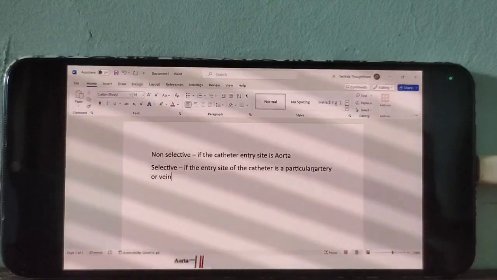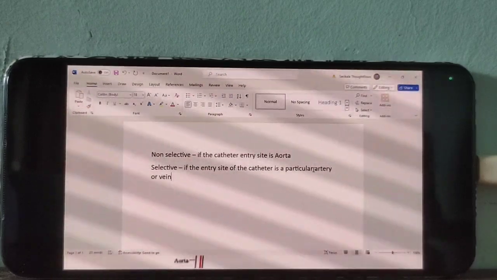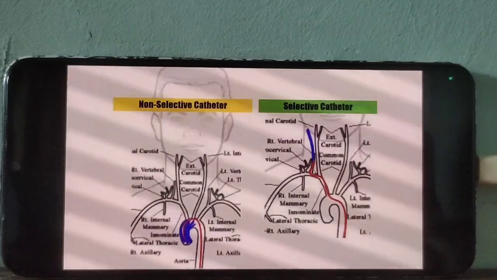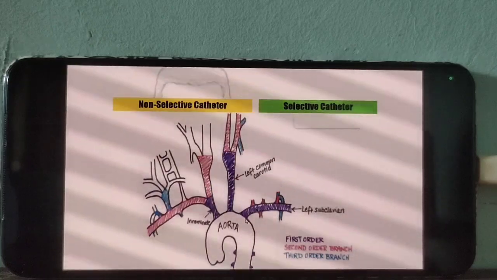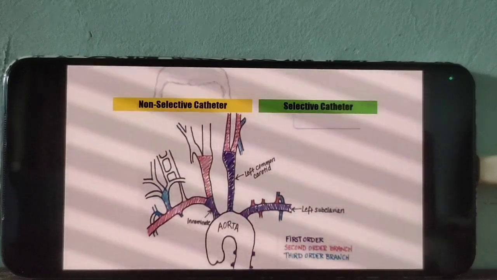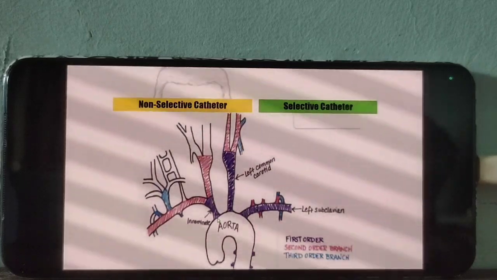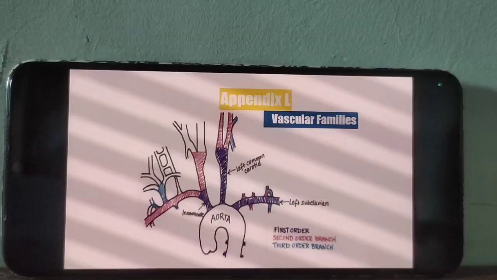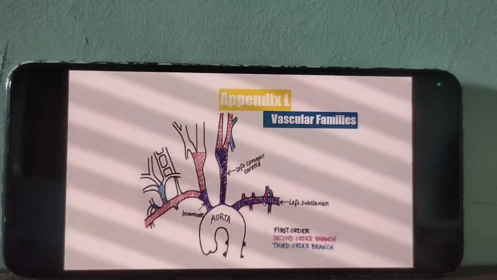So if the entry site of the catheter is the aorta, that is non-selective. If the catheter enters into a particular artery or vein, that is selective. Now see what the meaning of order is. The main branch from the aorta is the first order. The violet color indicates the first order. Order means the first main branch from the aorta.